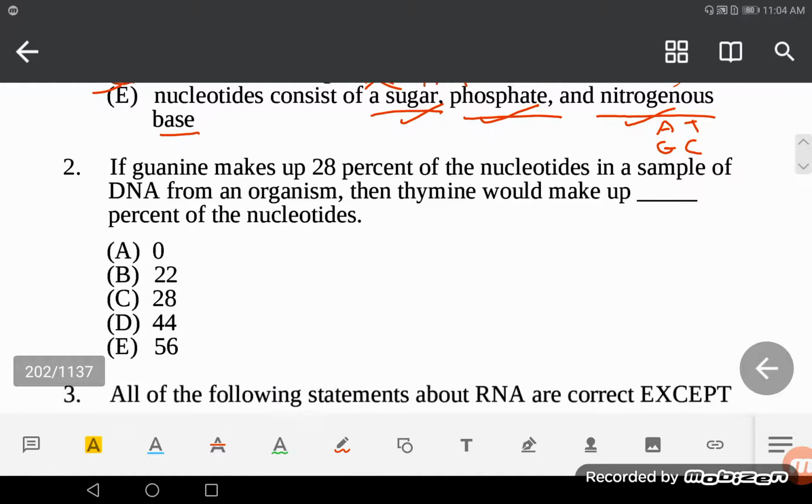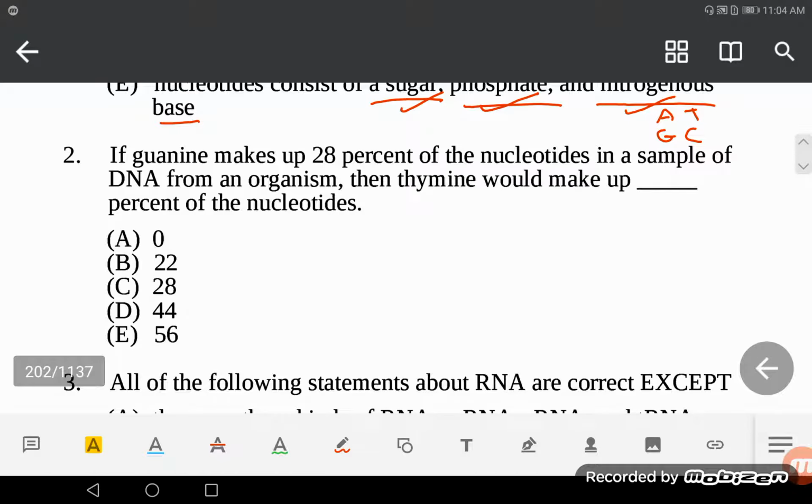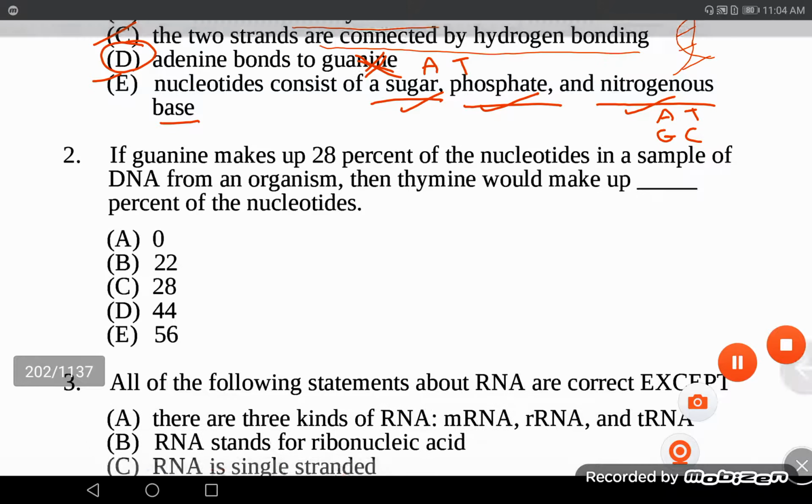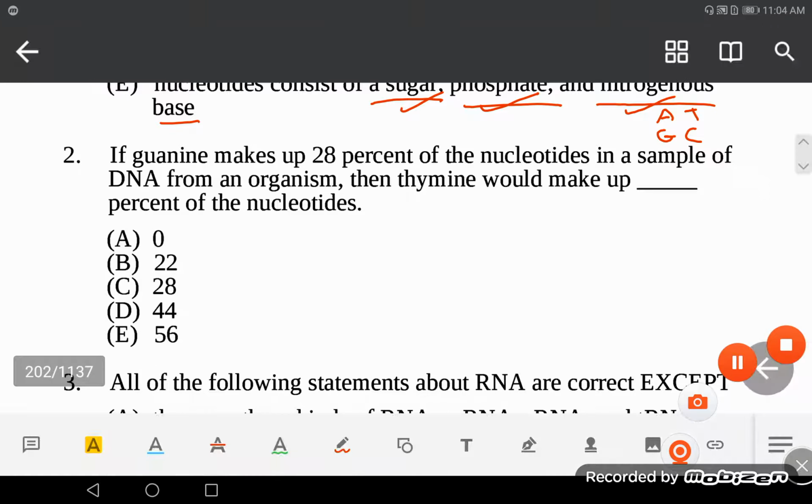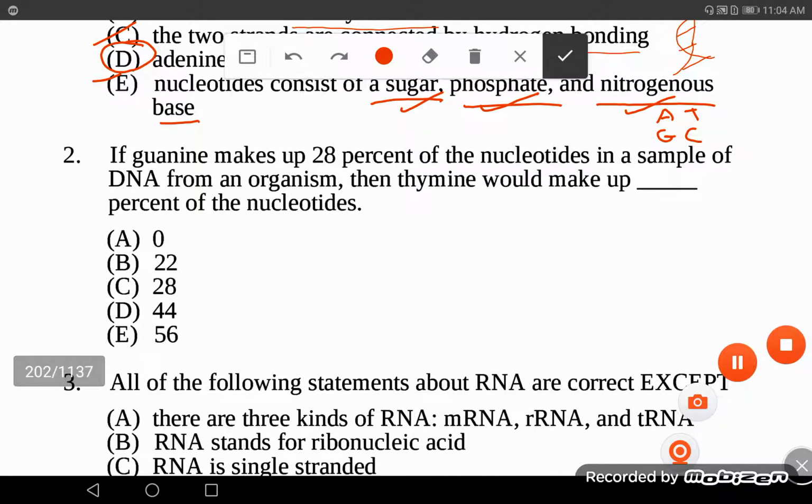Now let us come to the second question. It says if guanine makes up 28% of nucleotides in a sample of DNA from an organism, so we have guanine, it makes up 28 percent of the nucleotides in a sample of DNA, then thymine would make up how much percent of the nucleotides.